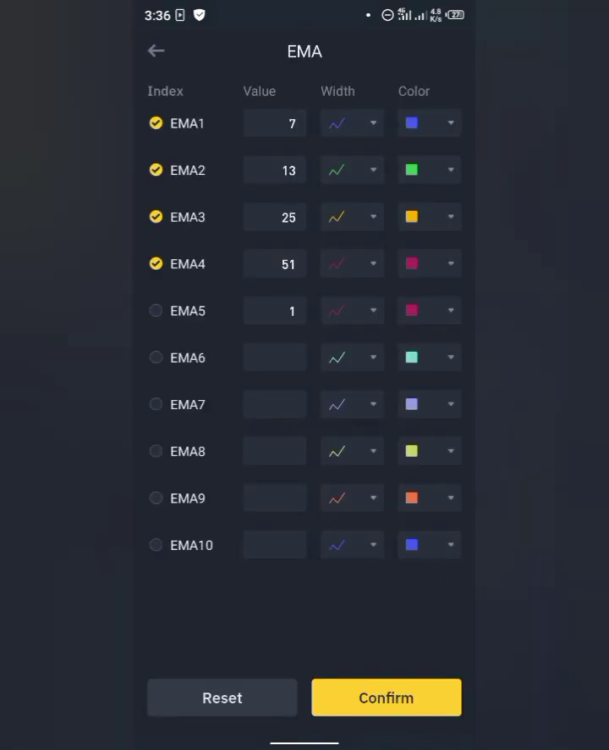A lot of people know about this already, but if you don't, just make sure your EMA is set this way. The EMA1, the value is 7, and the color is blue. Then the EMA2, the value is 13, the color is green. The EMA3, the value is 25, the color is yellow. EMA4, make the value 51 and make the color red. Have it like this, then click on the confirm button right here.